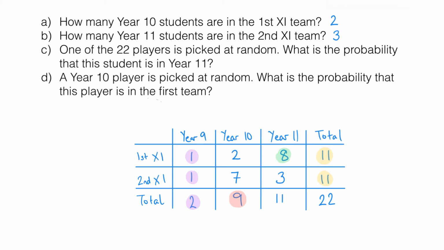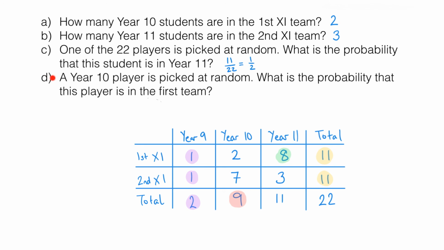For question C, it tells us one of the 22 players is picked at random. What is the probability that this student is in Year 11? Well, we know there are 22 players in total, and out of those 22, there are 11 Year 11 players in total. So the probability that one of those students is in Year 11 is 11 over 22. Now we can simplify that fraction. 11 over 22 simplifies to a half.